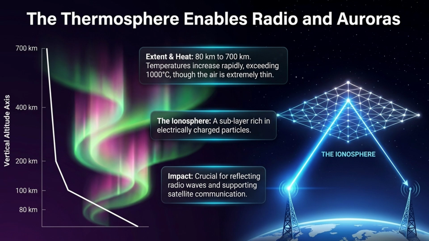Another fascinating phenomenon associated with the upper atmosphere is the aurora. When charged particles from the sun interact with gases in the Earth's upper atmosphere, they can produce beautiful displays of colored light, such as the aurora borealis in the northern hemisphere and aurora australis in the southern hemisphere. So, the thermosphere is important for radio communication, space technology, and spectacular natural phenomena like auroras.